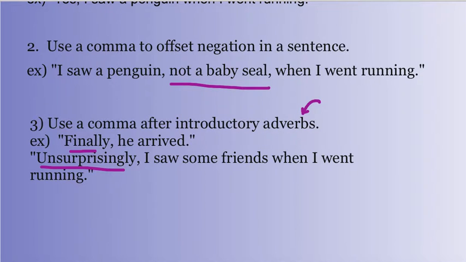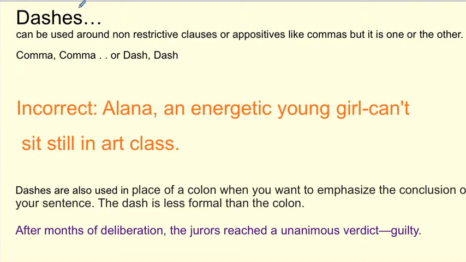One other thing I want to talk about while we're here is dashes. The nasty little dashes. When do we use them? When do we not use them? Okay, so dashes can be used around non-restrictive clauses or appositives on the SAT, like commas. But it's got to be one or the other. You can't do a comma and a dash or a dash and a comma. It has to be comma, comma, or dash, dash.